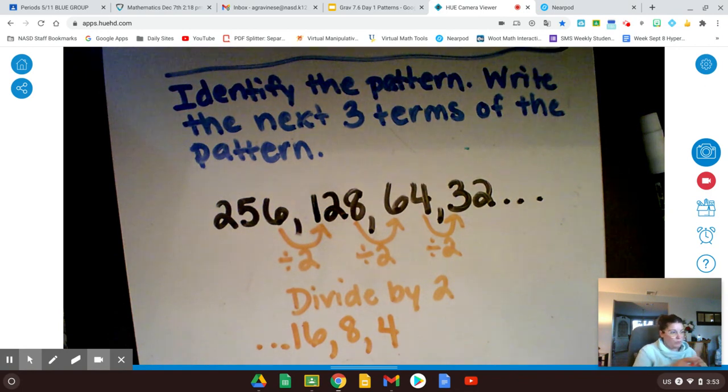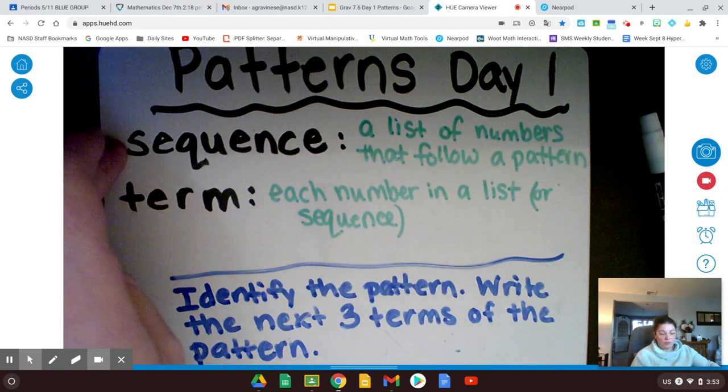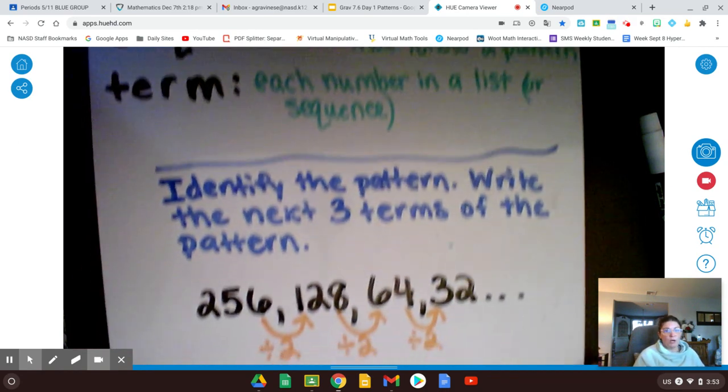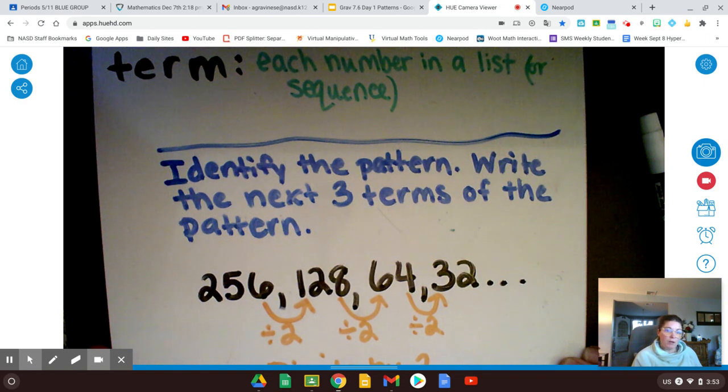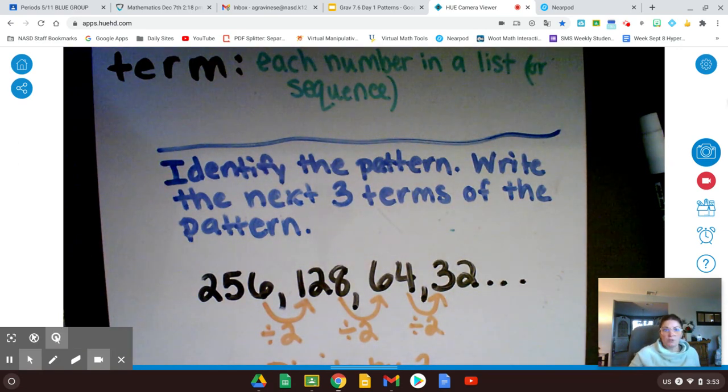All right, so our vocabulary words are sequence and term. A sequence is a list of numbers that follow a specific pattern. The terms are the numbers in your list. Your directions might be to identify the pattern or rule and then write out the next couple of terms in the pattern. Remember that you could have a single step like we saw today, or you might have more complicated rules or patterns, such as doing 2 operations to get to the next number. For now, we're going to stick with the 1 operation, and I will see you on our next video.